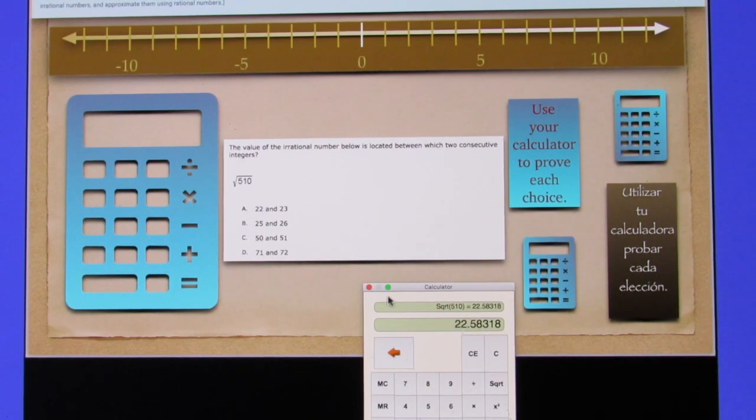This comes out to 22.583, which is bigger than 22 but less than 23. And that's my answer. Certainly doesn't fall between 25 and 26. It does not fall between 50 and 51, etc.